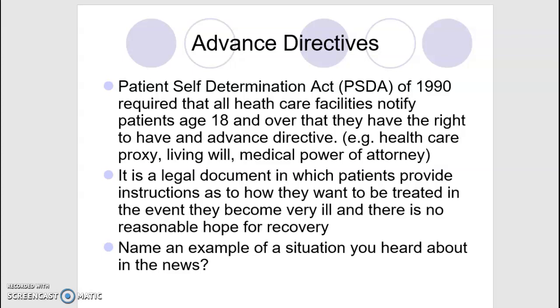The Patient Self-Determination Act of 1990 required that all healthcare facilities notify patients age 18 and over that they have the right to have an advance directive. This would be a healthcare proxy, a living will, a medical power of attorney. It's a legal document in which the patients provide instructions as to how they want to be treated in the event they become ill and there's no hope for recovery.